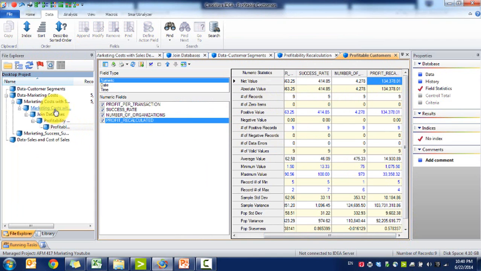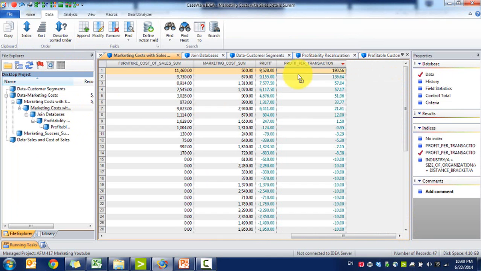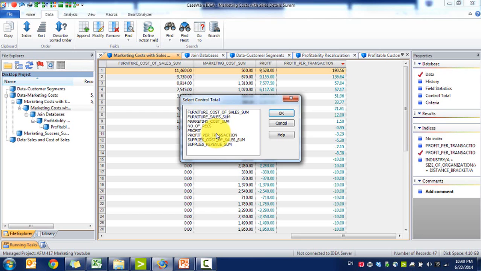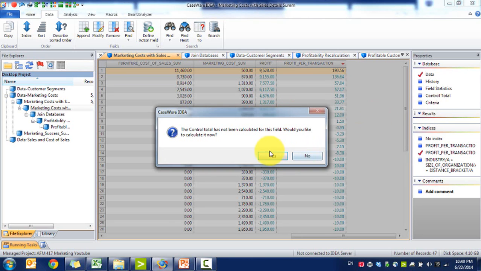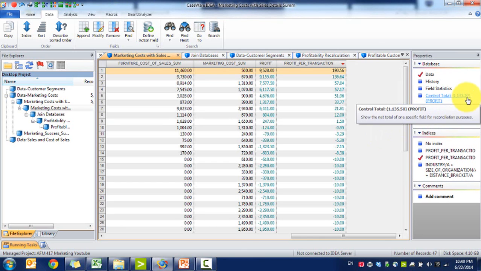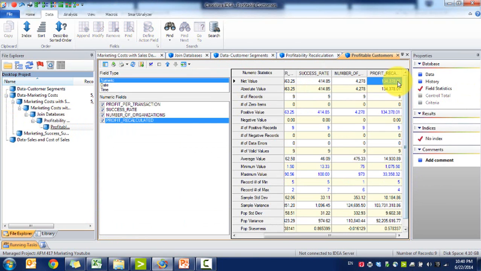And if we actually go to, I believe, this one right here, and we take the control total of the profit, we'll see that the profit before was only 1,135 and 50 cents. So now we've seen the profitability increase about 100-fold because we were able to focus our marketing on certain customers in certain regions.